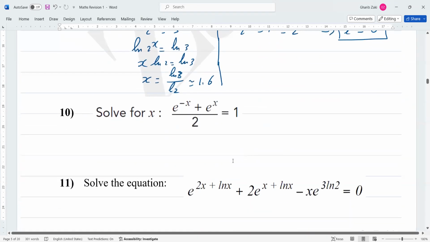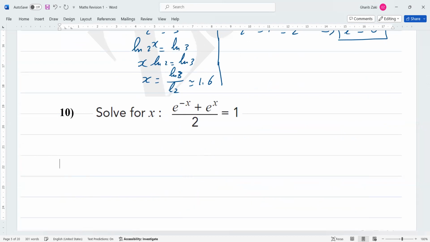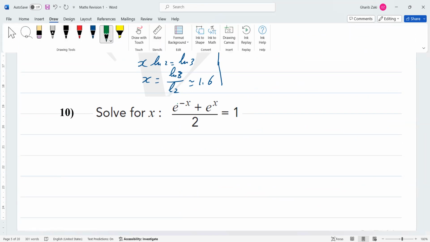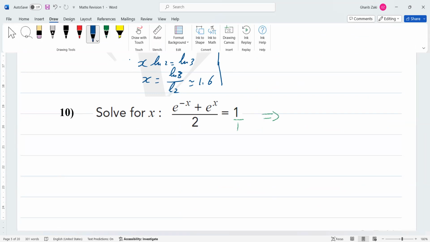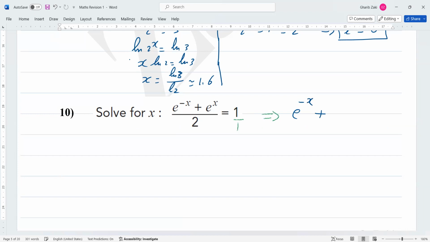Question number 10. Can you do? It's the same idea, but here we do cross multiplication. Then 1 multiply e power negative x, e power negative x plus e power x equals 1 times 2 equals.